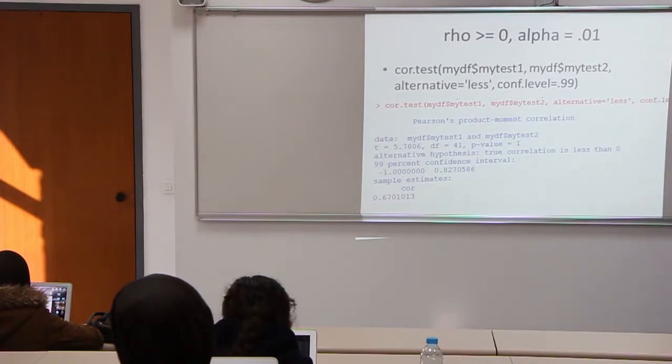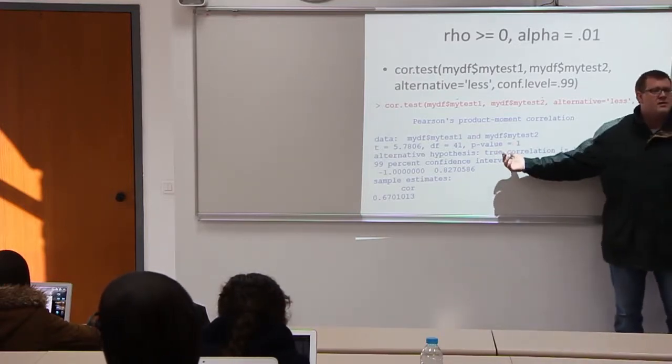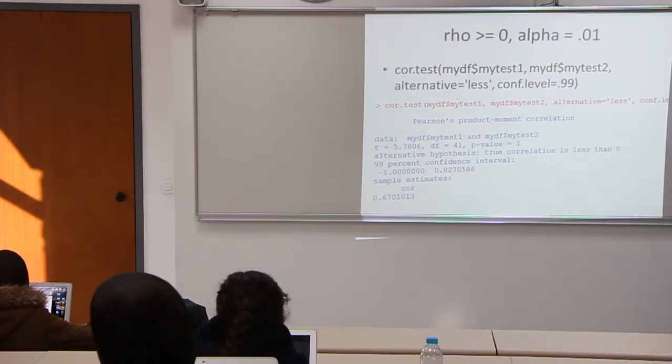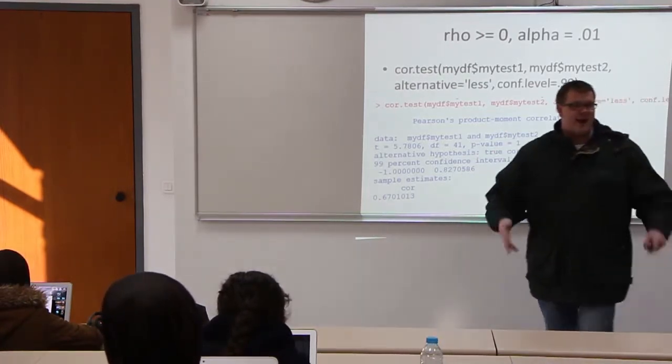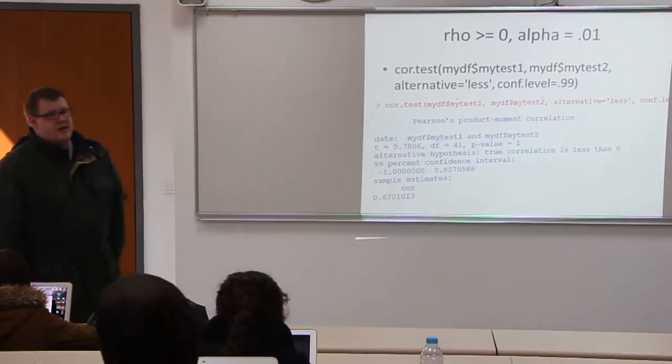Yeah. The p-value is 1. Well, it's not 1. But within the rounding error, if we went out far enough, it would not be 1. It would be 0.999999999999999 something. But it's close enough to 1. It's 1.